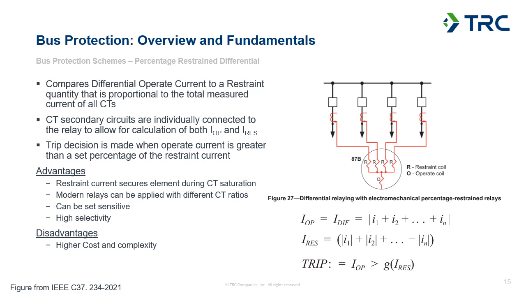These types of relays also have the advantage, if you have one of the modern types of relays where you're wiring the CTs in individually rather than summing them externally, that you can also apply these for CTs with different ratios. So if you've got a 3000 to 5 amp CT on one breaker connected to the bus and a 2000 to 5 amp CT on another, you can still wire those both to the relay and use the settings within the relay to compensate for those.